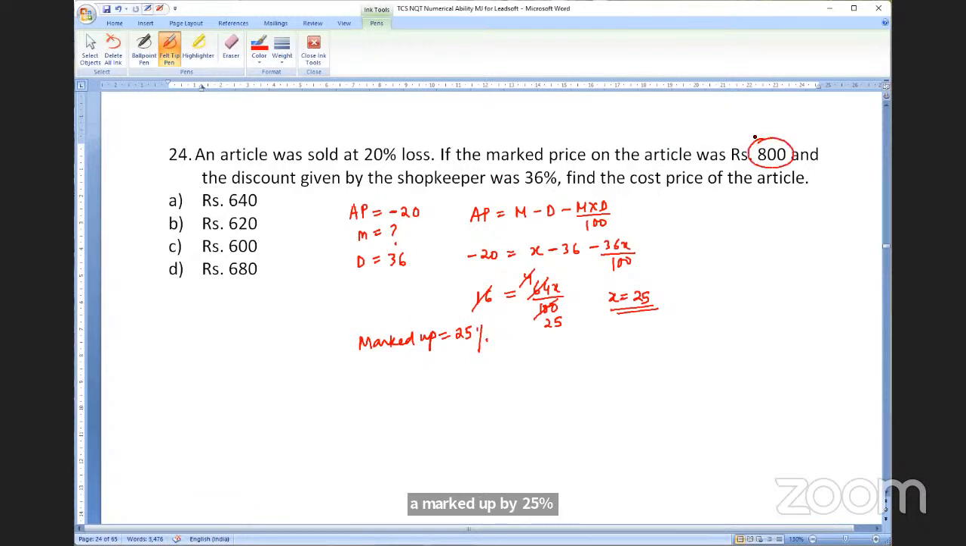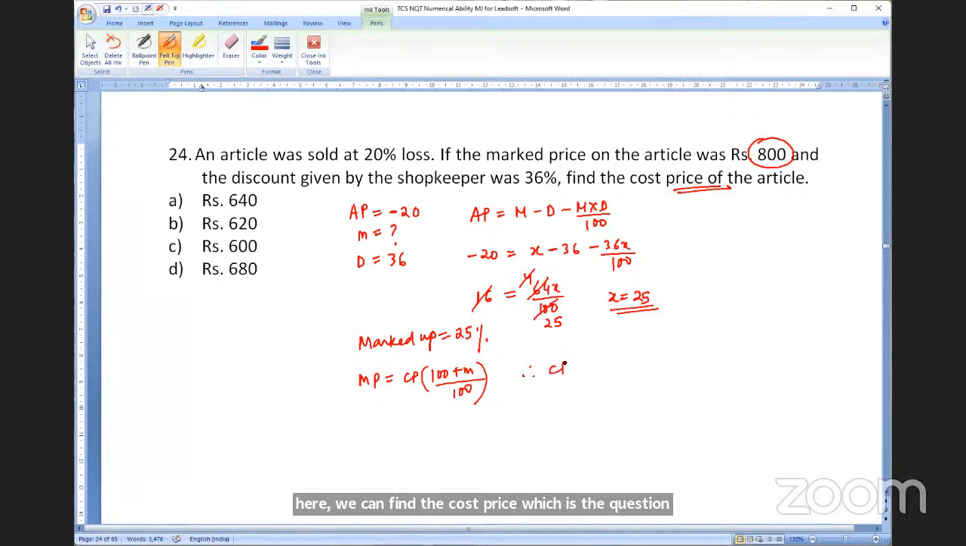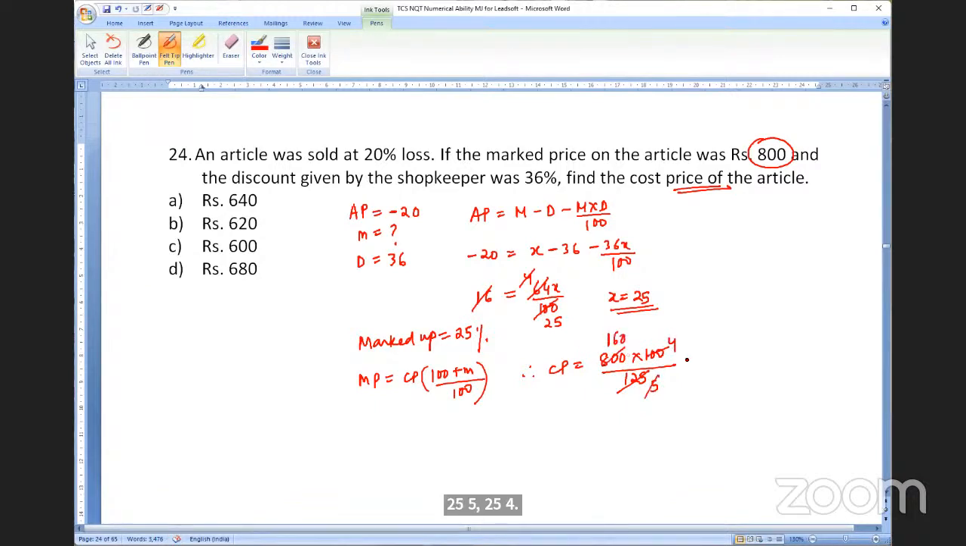Now, what is the mark price? Mark price is CP into 100 plus markup divided by 100. If we now put all the values in here, we can find the cost price, which is the question actually asked. So CP is marked price 800 into 100 divided by 100 plus 25, that is 125. 25, 5, 25, 4, 5 goes 160, 160 into 4 is 640. Cost price of the article is rupees 640. That is option A.